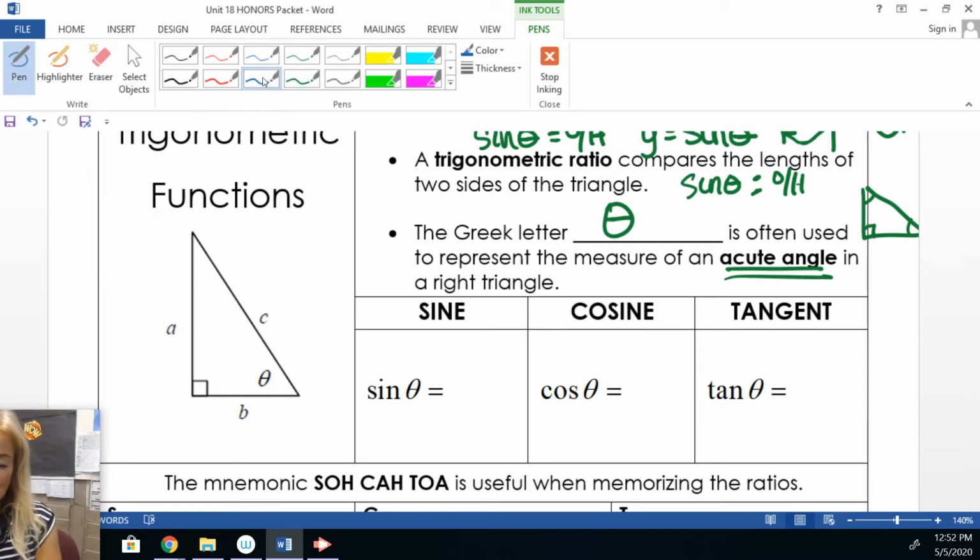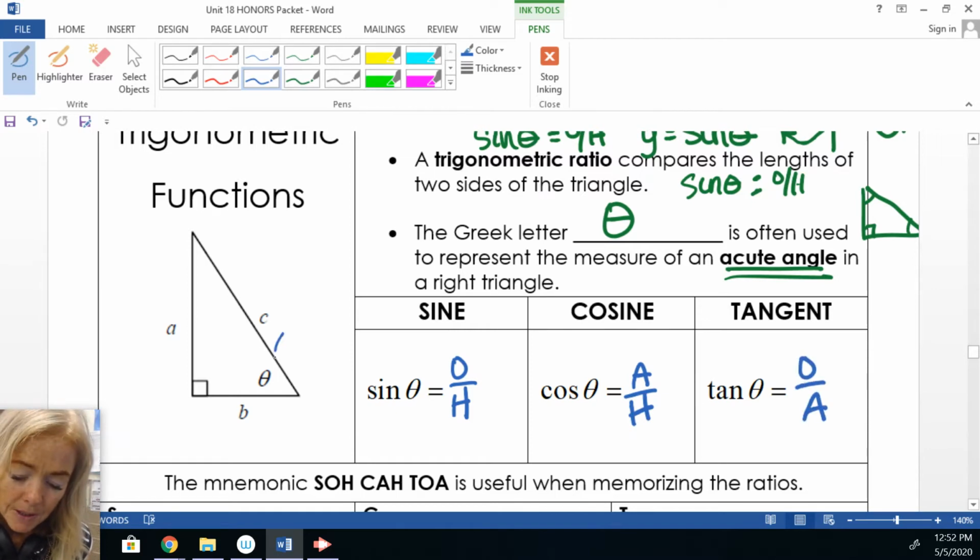Okay, so with that angle, the sine theta is opposite over hypotenuse. The cosine is adjacent over hypotenuse, and the tangent is opposite over adjacent. So when we're looking at the angle, does that move? Woohoo, I guessed right. We're looking at that angle.